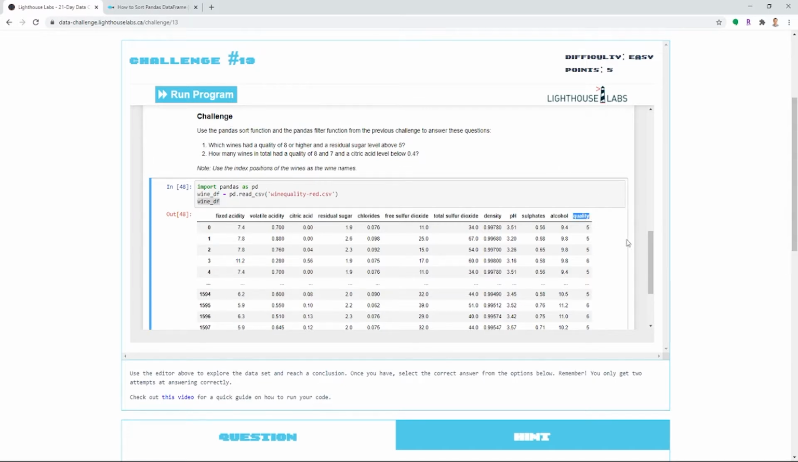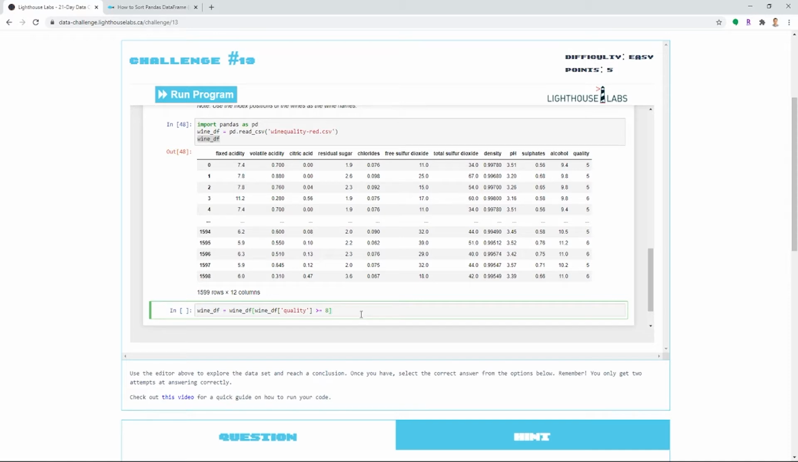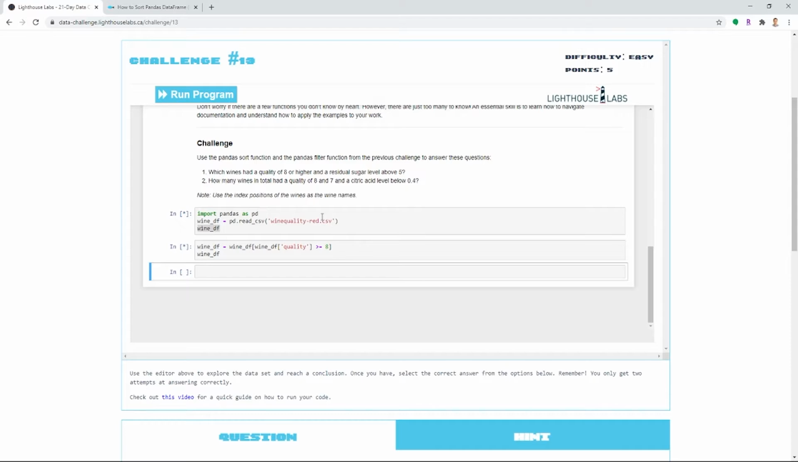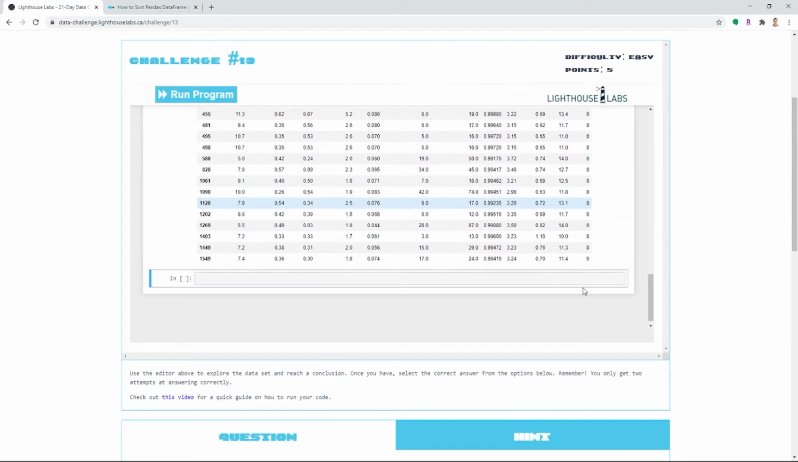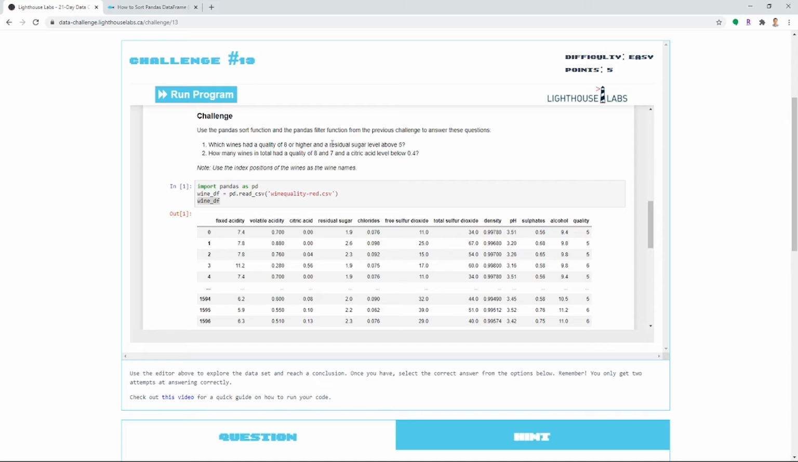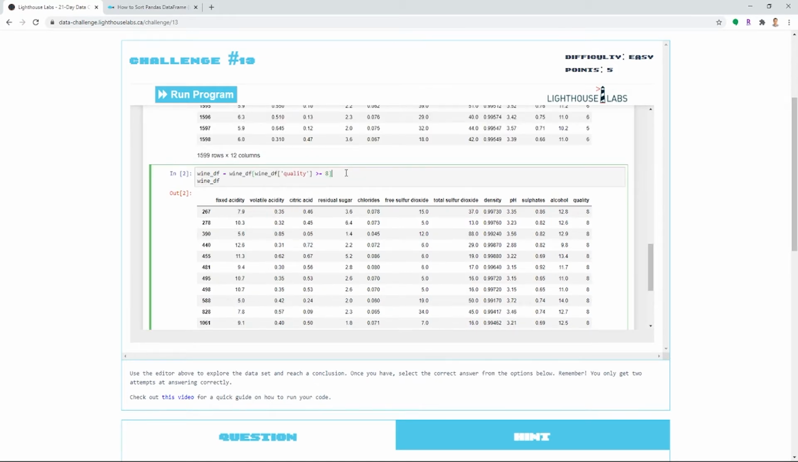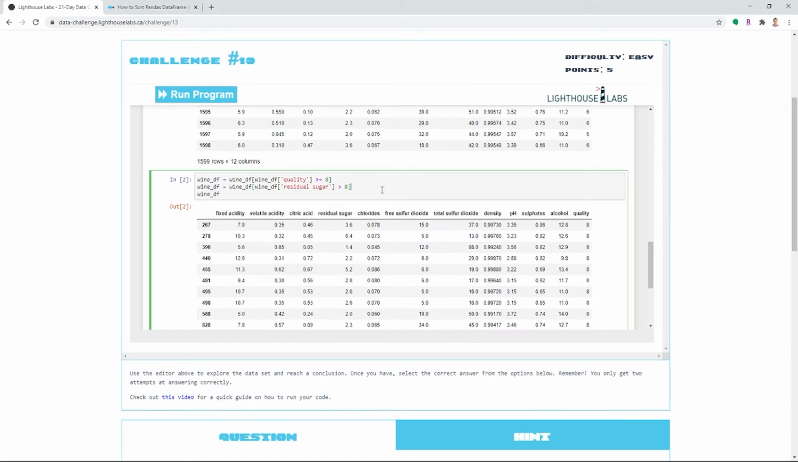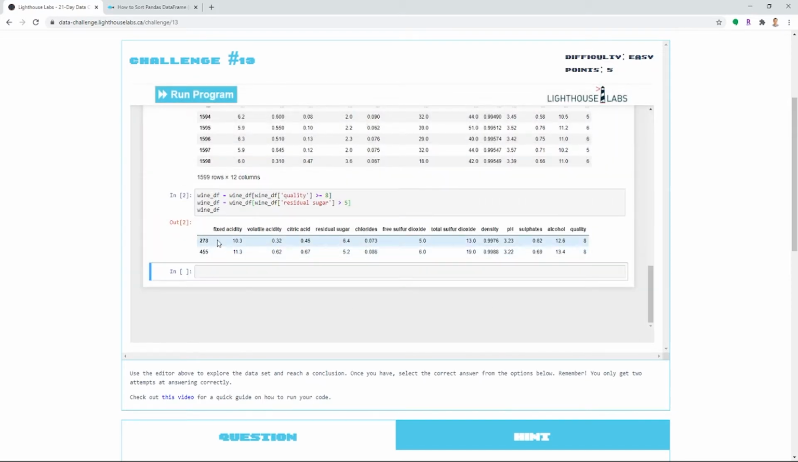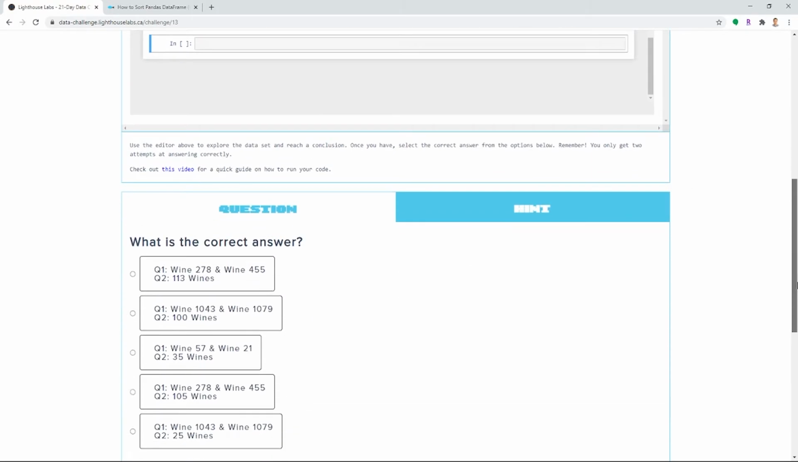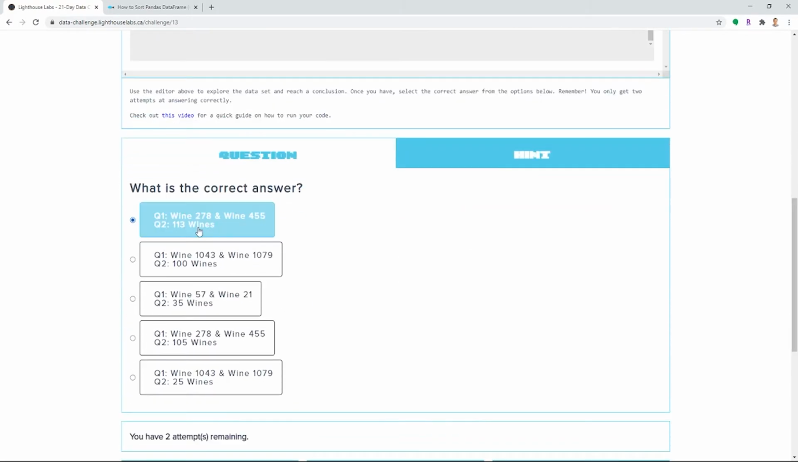We'll take the quality field and only include results that have a quality of greater than or equal to 8. We'll apply that filter and take a look at our results. Here we see only quality of 8 is included. To further narrow this down with the residual sugar level, we'll apply a similar filter and check to see if it's above 5. Go ahead and run this again, and we can see we're given two different wines, number 278 and 455. Scrolling down to the answer, 278 and 455 is a valid choice.